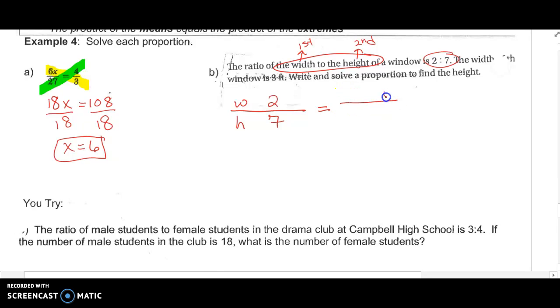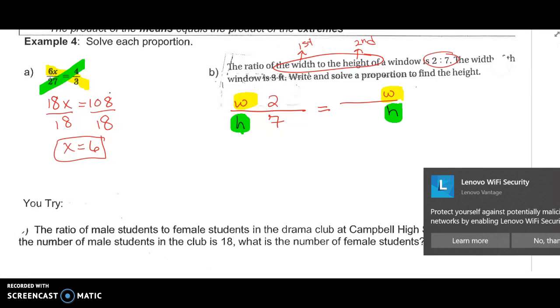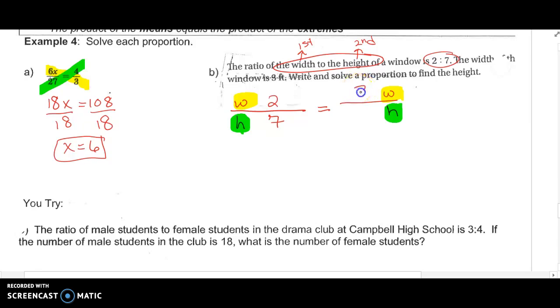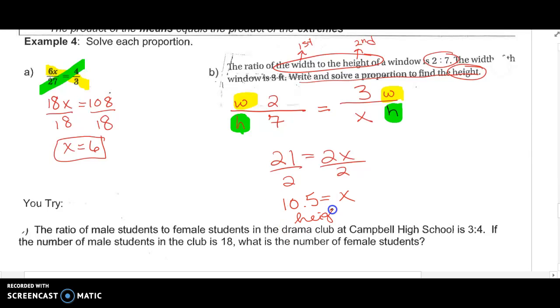So how we're going to do this is, since we're doing width to height, we got to make sure that our width is on top in both and our height is on bottom in both. And so your width over here is 3. It says write and solve a proportion to find the height. So our height we don't know, so we're going to call that x. So when we cross multiply, 3 times 7 is 21. 2 times x is 2x. Divide both sides by 2. And x equals 10.5. And that would be your height. And we know it's feet because those were the units we were using.